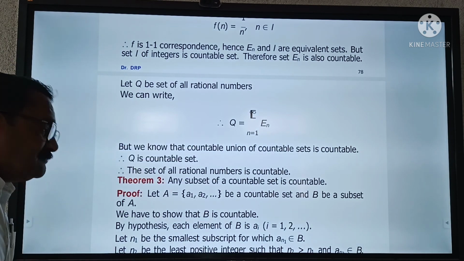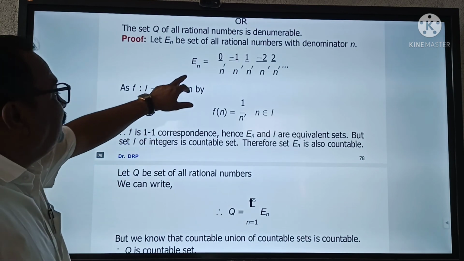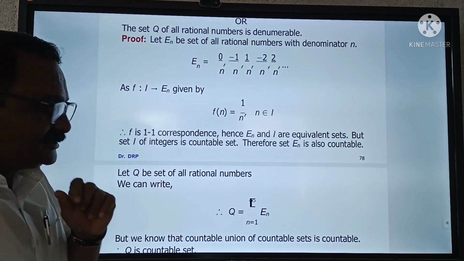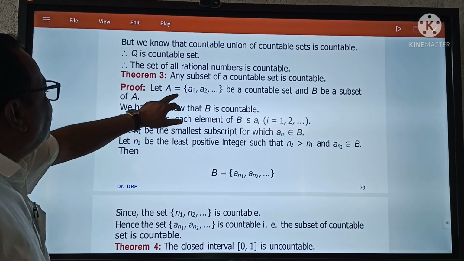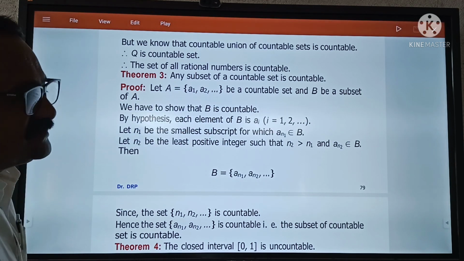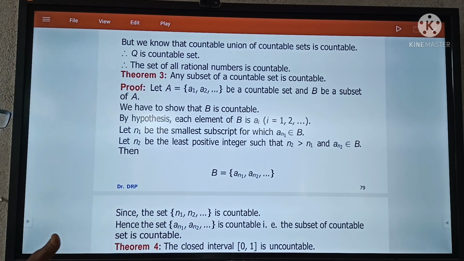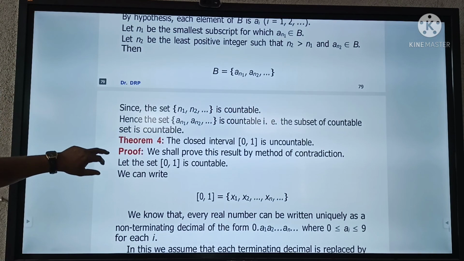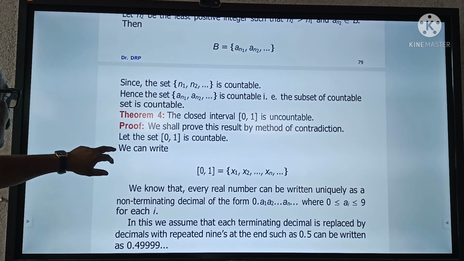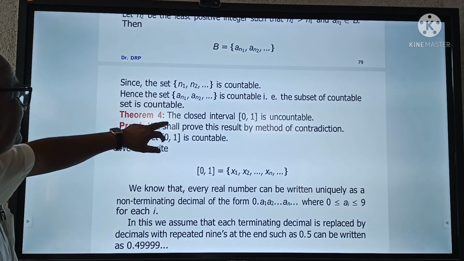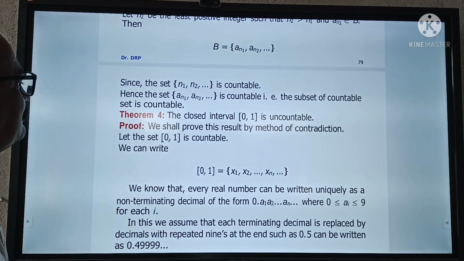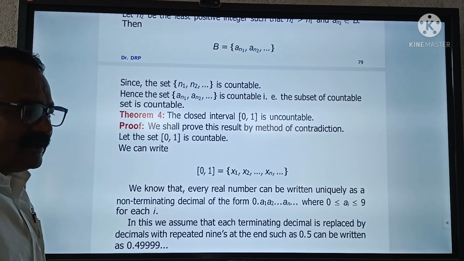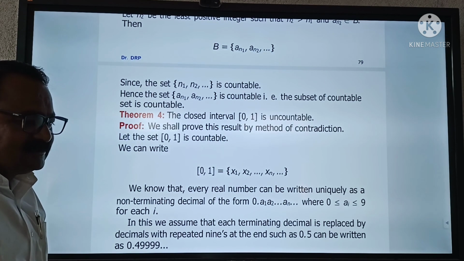A very important example: how to write En and how to write that function. That is the important one. So any subset of a countable set is countable. If there is a countable set, then we can easily say its subset is countable; this is logic. From this we take the next lecture. Again this is important: the closed interval 0 to 1 is countable. No more, it is sufficient. This is again a small lecture.